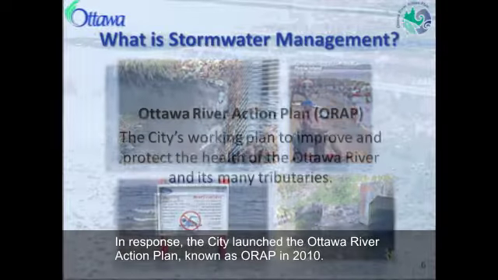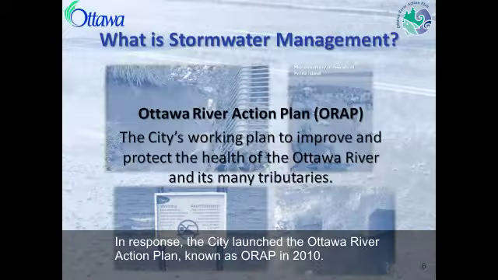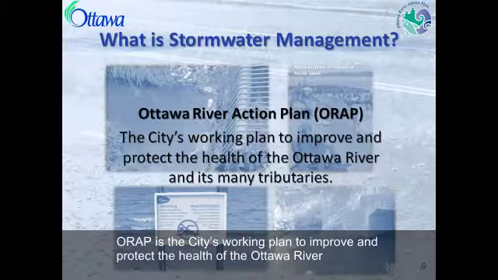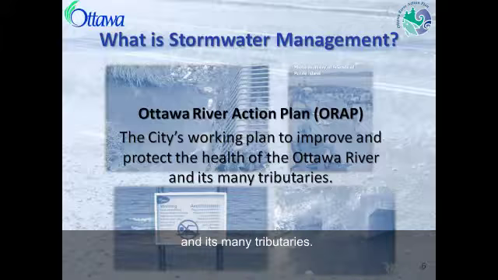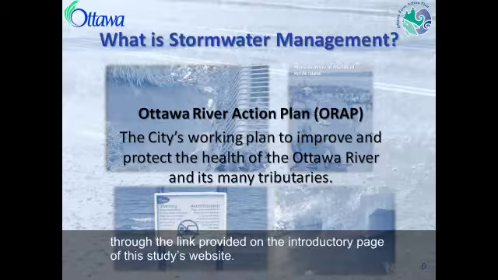In response, the city launched the Ottawa River Action Plan, known as ORAP, in 2010. ORAP is the city's working plan to improve and protect the health of the Ottawa River and its many tributaries. You can learn more about ORAP through the link provided on the introductory page of this study's website.